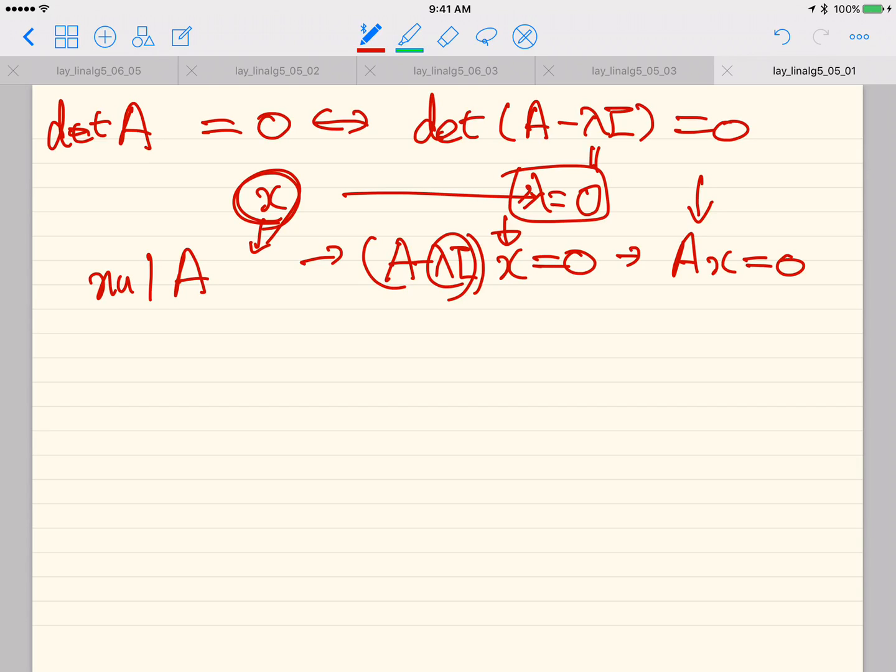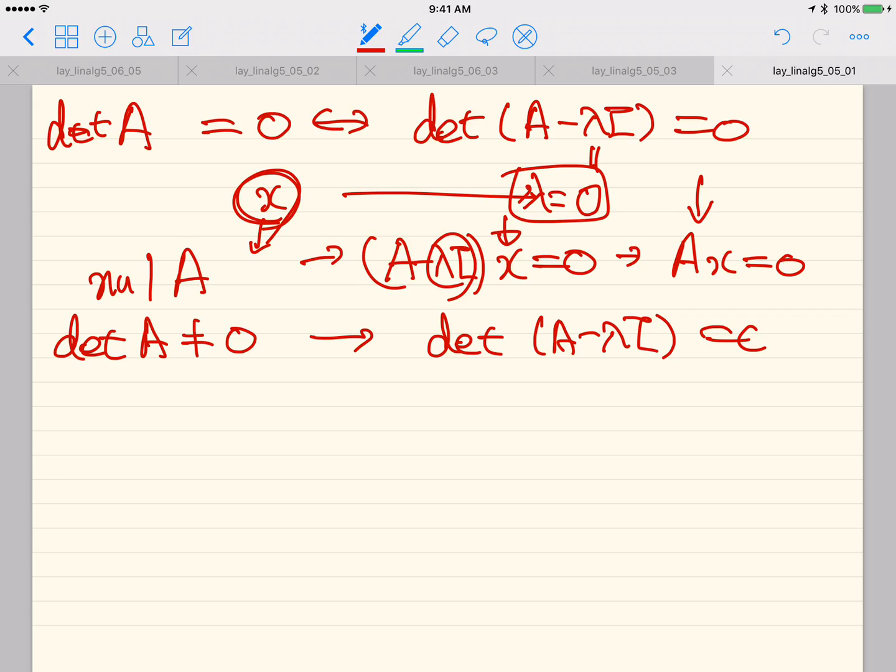And then let me ask one slightly different question, kind of an opposite question. If your matrix A is invertible, which means the determinant of A is not 0. Okay? So in this case, I'm just rewriting this equation again and again. And here, is it possible that lambda equals 0? Is it possible that lambda equals 0?